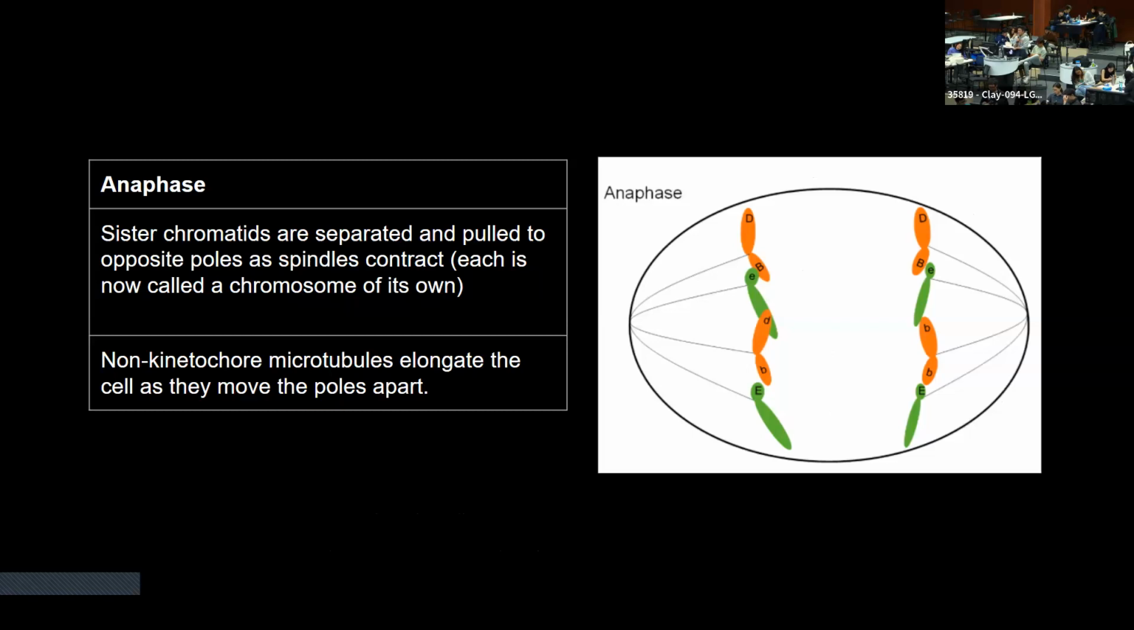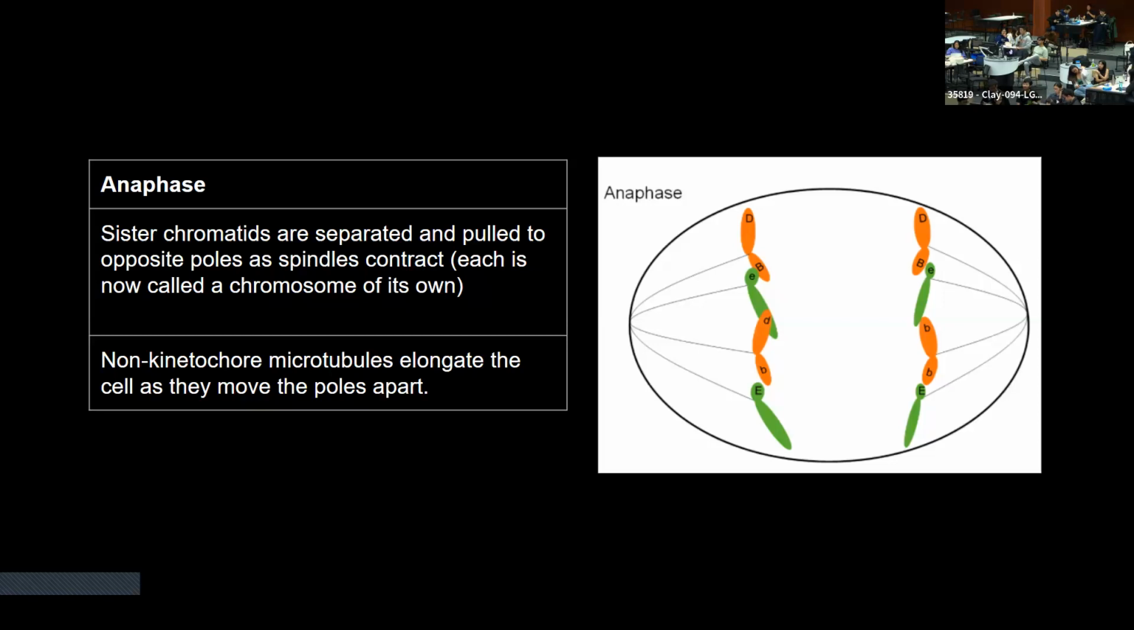All right, anaphase is the third phase of mitosis, and that is where your sister chromatids are separated and pulled to opposite poles. So the spindles are sort of contracting, and now each sister chromatid is called a chromosome of its own. It's kind of confusing, I wouldn't worry too much about the semantics of it. Just know that when you separate the sister chromatids, they become their own chromosome.